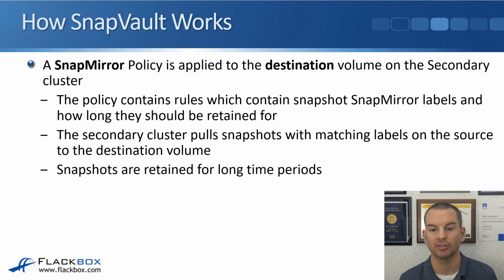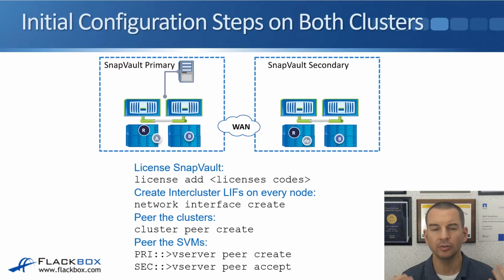The secondary cluster pulls snapshots with matching labels on the source to the destination volume. And because this is used for our long-term backups, it's the same snapshots, but we're going to keep them for longer.